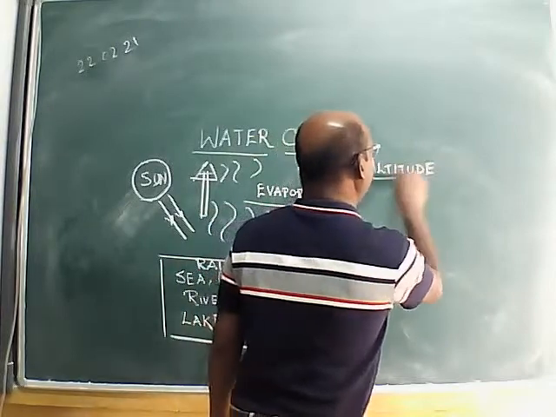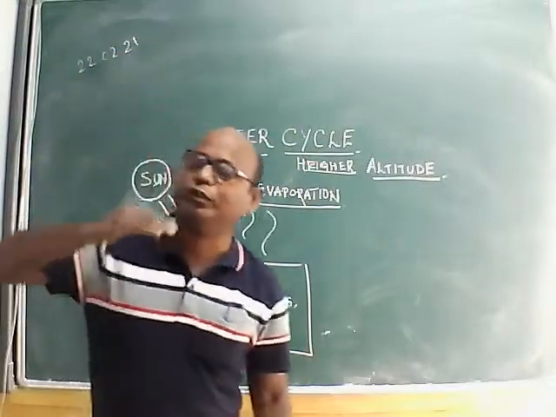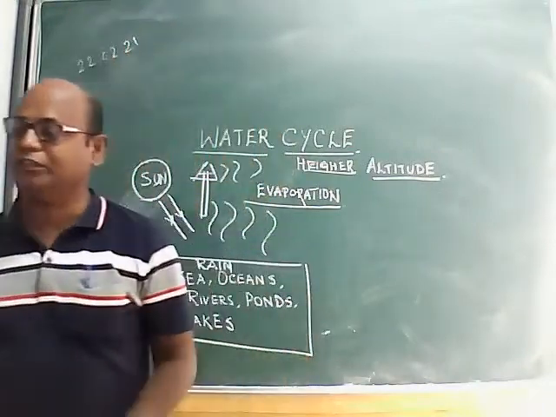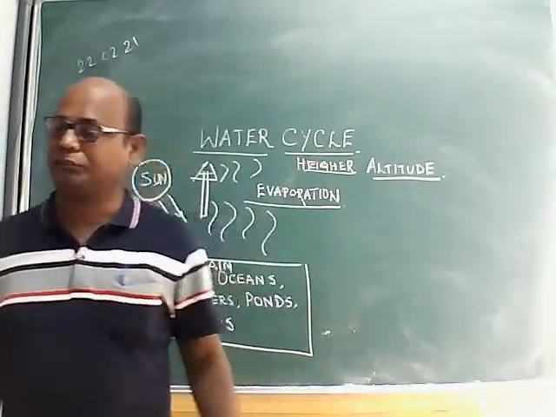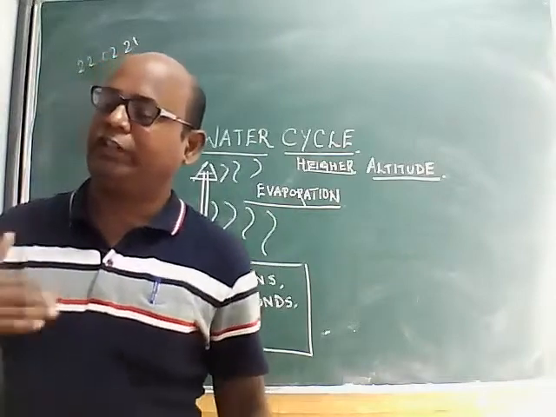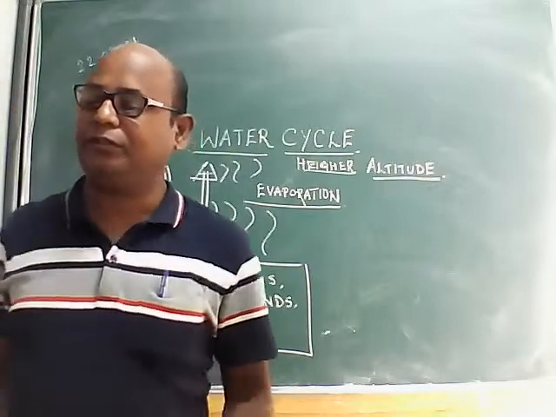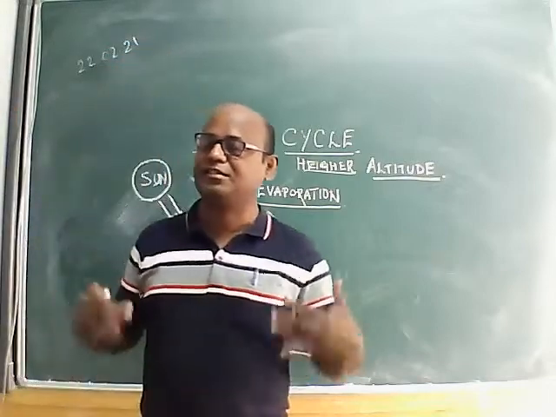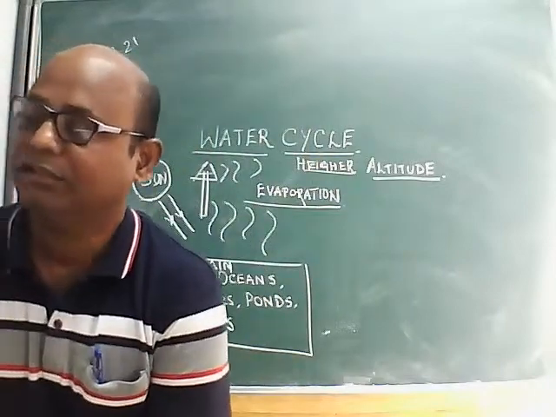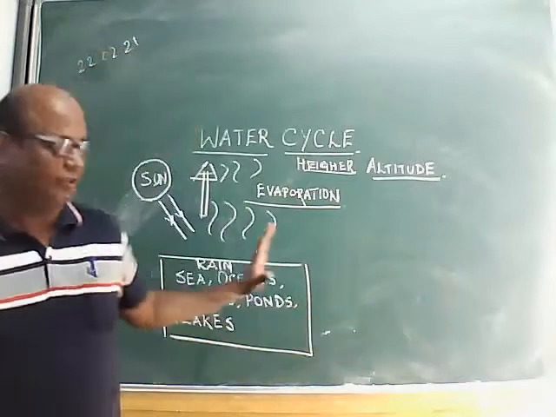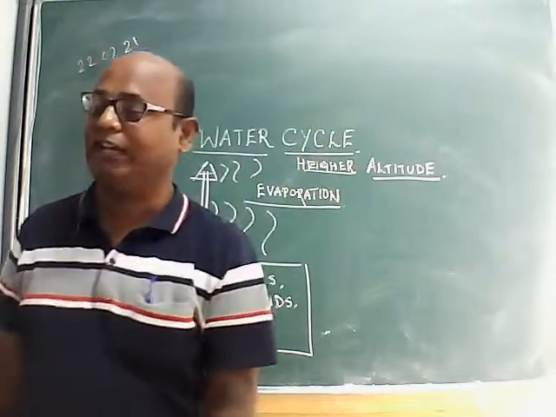Now, during the summer season, we all move to places which are located at a higher altitude. What is the reason? Because in summer season on the plains it is very hot, so we try to go to colder places, at a higher altitude, like Mussoorie and Shimla. They are colder as compared to places on the plains. So when this water vapor moves to the higher altitude, what will happen?